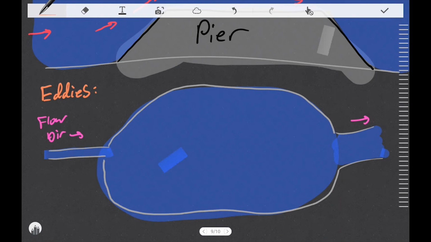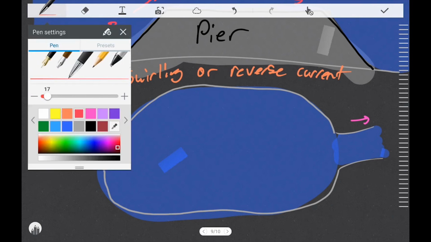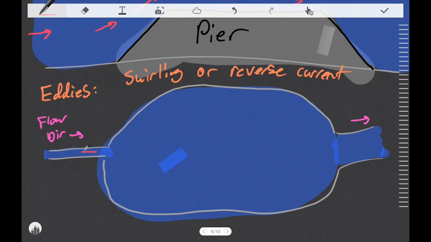So the next thing that we're going to talk about are eddies. Now, eddies are swirling or reverse current, and they occur in areas where the flow is perturbed. The first example of an eddy that I'm going to give you is a small stream ejecting into a lake. So we know that the flow from the stream is going to be coming out basically straight along the stream. And as it enters the lake, it's going to have to slow down because the lake is basically not moving.